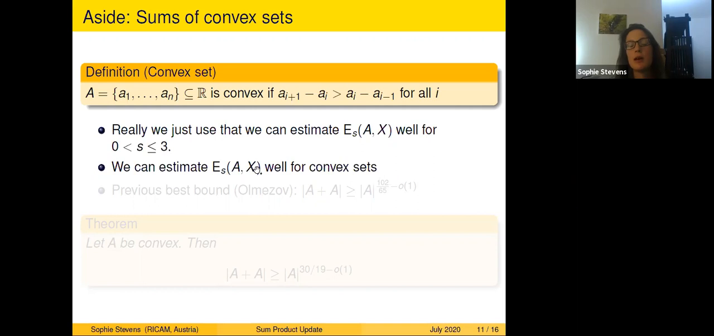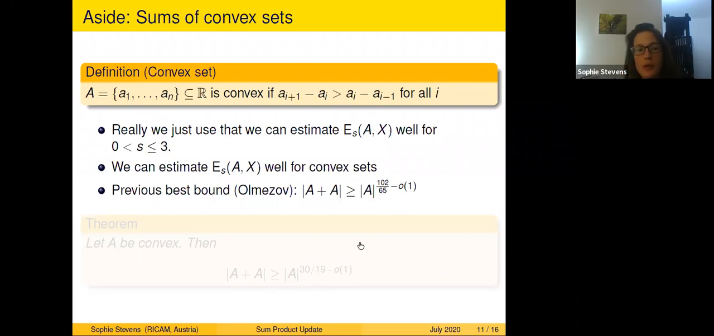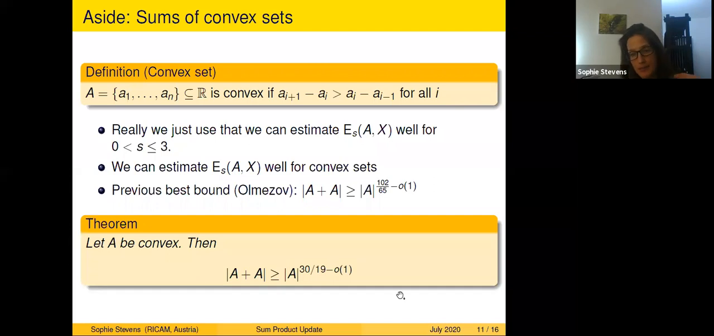And this allows us, by just repeating this whole proof that I've just gone through for convex sets rather than for arbitrary sets, to improve previous best bounds. The previous best bound is a really recent result of Olmazov, which is saying that the number of sums of convex sets is at least the power of 8 at the 102 over 65 multiplied by 1, 230 over 19. So we'd kind of expect for convex sets to have maximal sum sets.